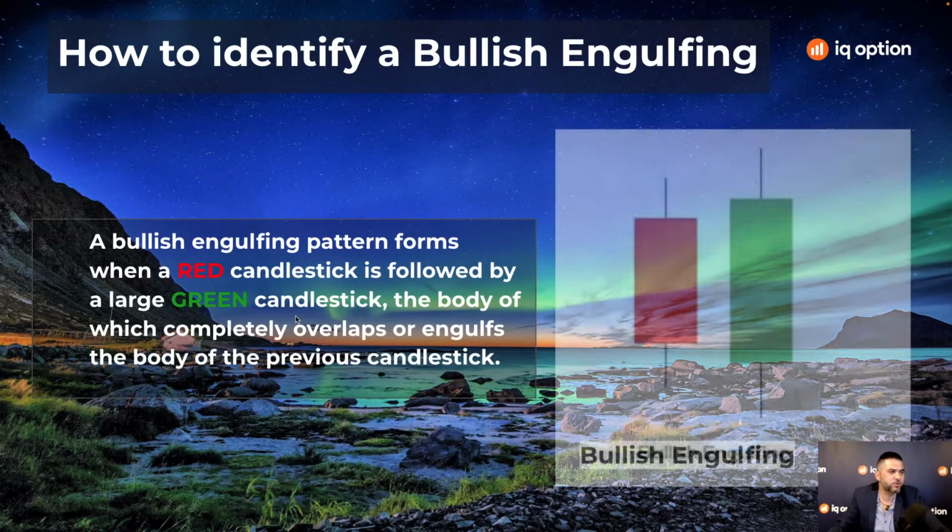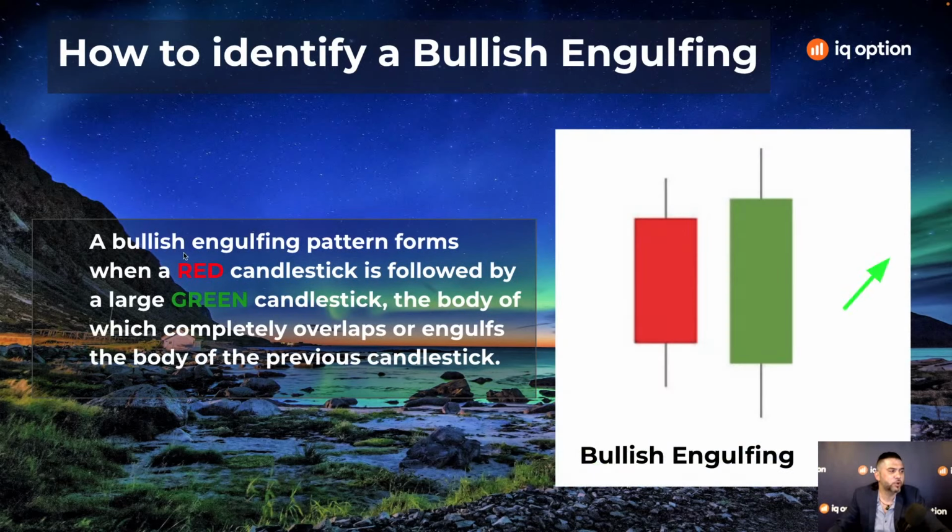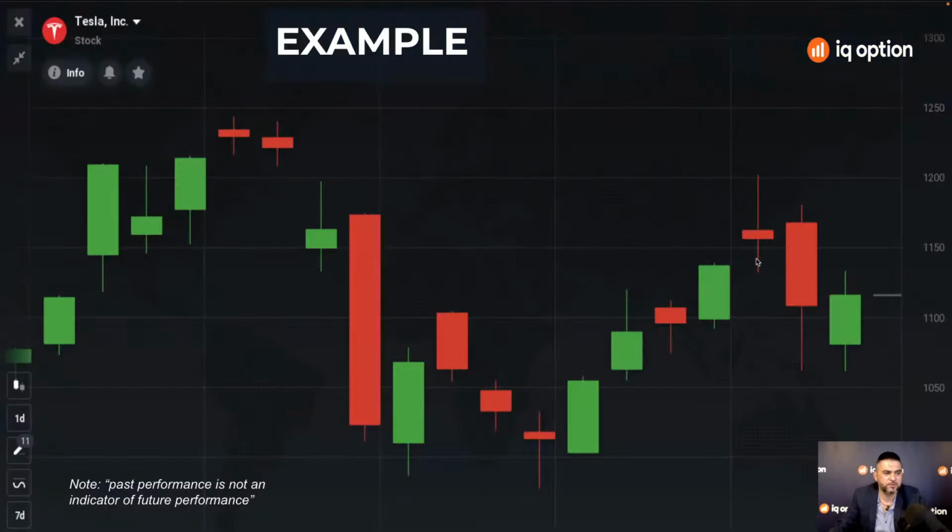The requirements for the bullish engulfing are: a bullish engulfing pattern forms when a red candlestick is followed by a large green candlestick, the body of which completely overlaps or engulfs the body of the previous candle. As we can see here as well, guys, right? This is the first candle, second one engulfs it. It's bigger. It covers over the red one. That's what you're looking for. Once you see this, you should expect the market to start climbing.